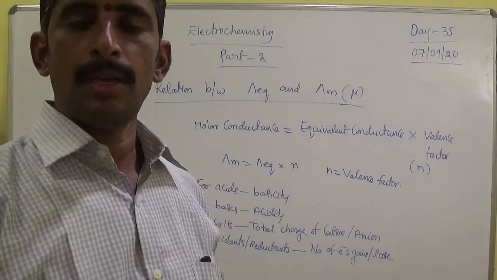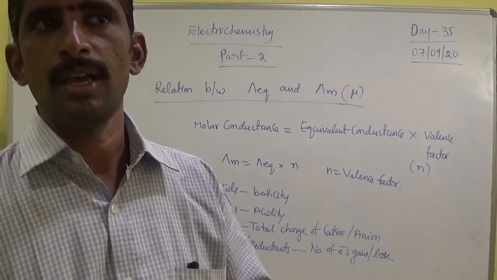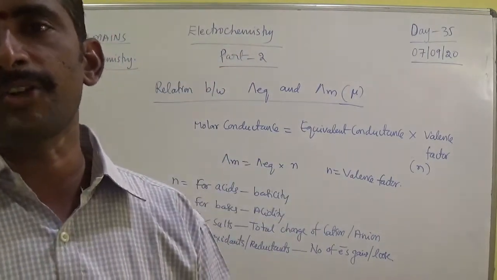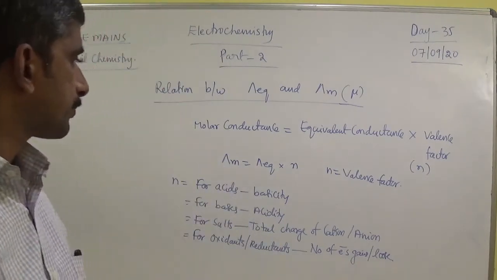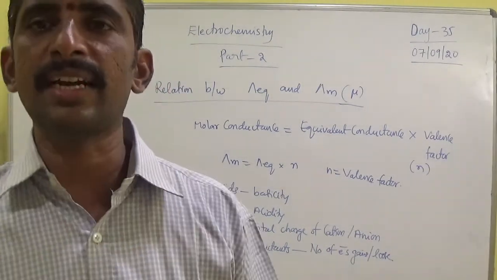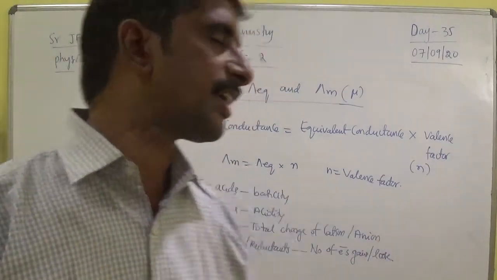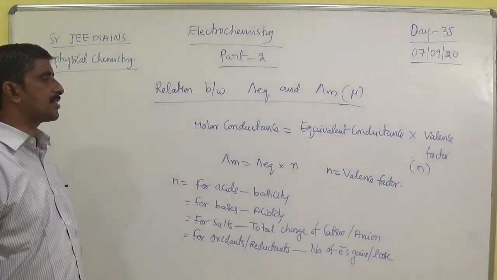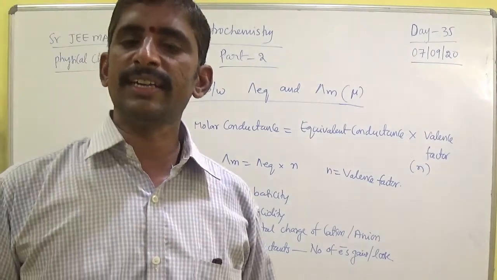The n factor is not constant. N means valency factor. For acids it is basicity, for bases acidity, for salts the total charge of cation or anion, and for oxidizing and reducing agents, the number of electrons gained or lost. So the relation is: molar conductance equals equivalent conductance into valency factor n.